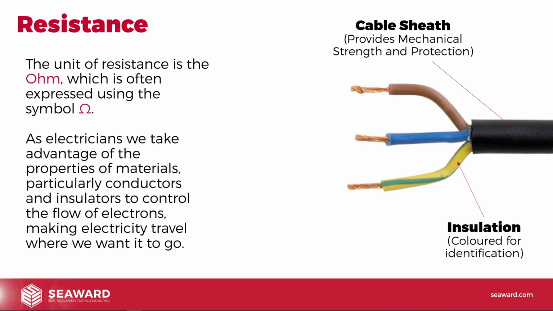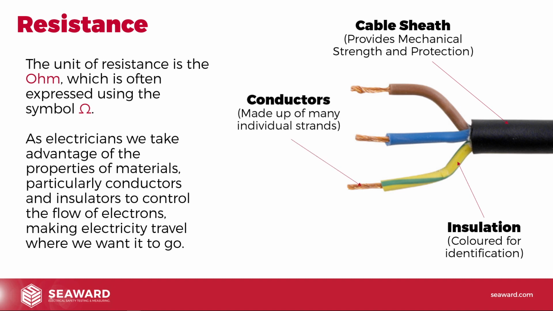Then inside that we've got the actual insulation itself. This is what's there to stop the electricity coming out of the conductors and to separate us from the live parts inside. The insulation in cables is usually coloured so that we can identify the purpose of those conductors at both ends of the cable.